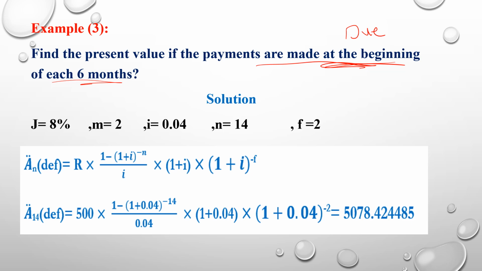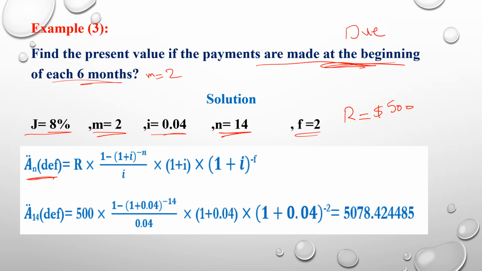And as they are made at the beginning of the period, it's an annuity due, and m equals 2. So j again is 8%, m is 2, and i is 4%. So n equals 14 and f equals 2, and R also equals 500. But in this example, the annuity is a deferred annuity due. So the formula will differ in this example, and it will take this shape.